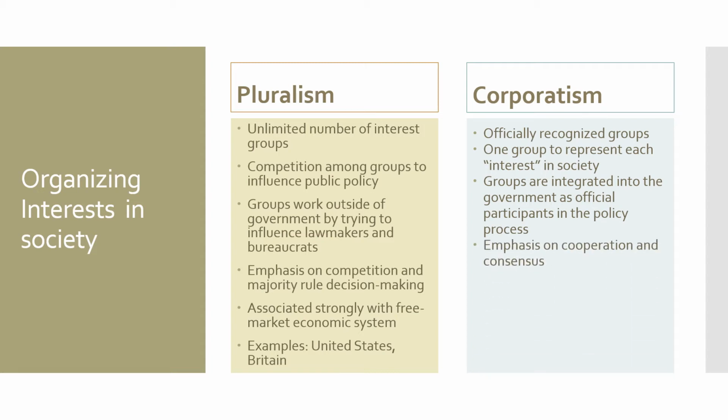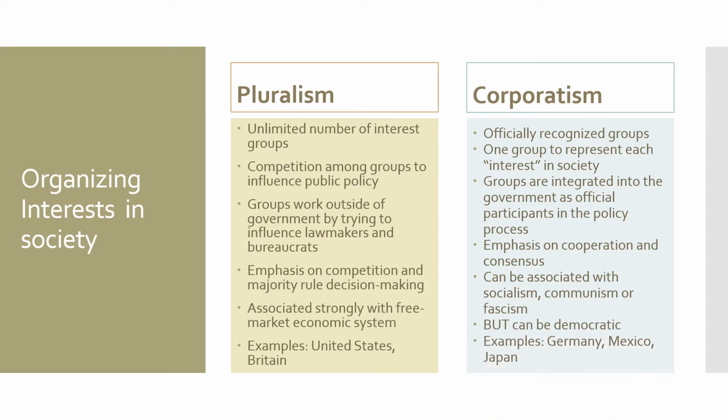So this is a system that, rather than emphasizing competition and majority rulemaking, is going to emphasize cooperation and consensus among all of the interested parties. This can be associated with more authoritarian governments, socialism, communism, or fascism, but it's also possible that it can be democratic. There are many examples of countries that either have in the past or today practice corporatism, including Germany, Mexico, and Japan. We'll go into some of those in more detail in a minute.